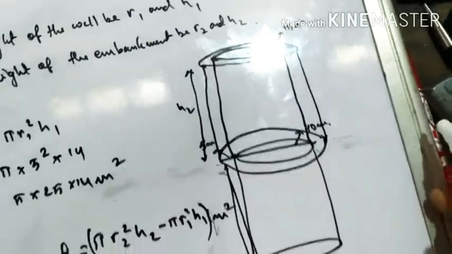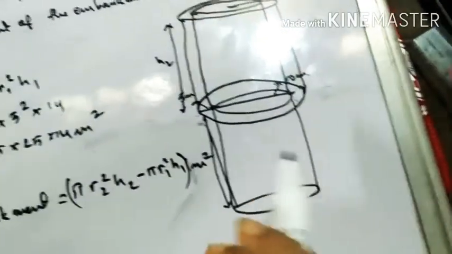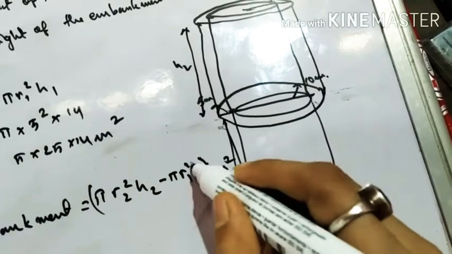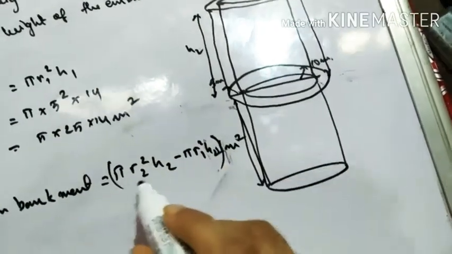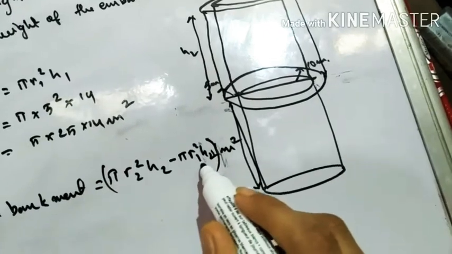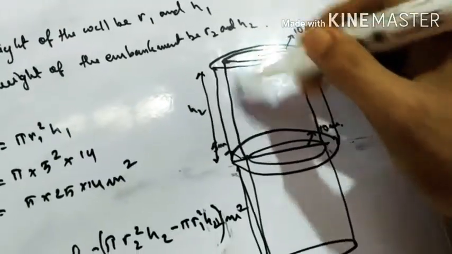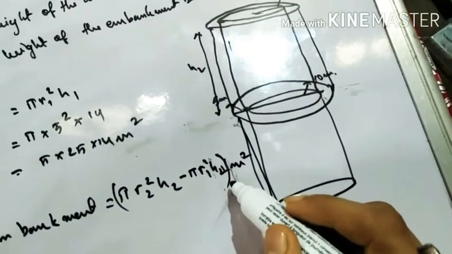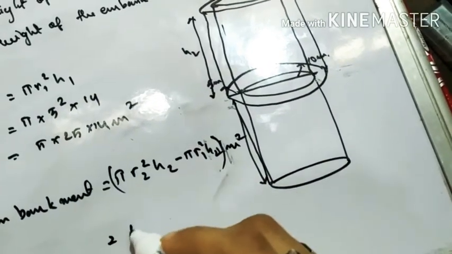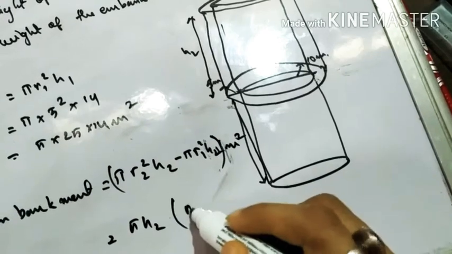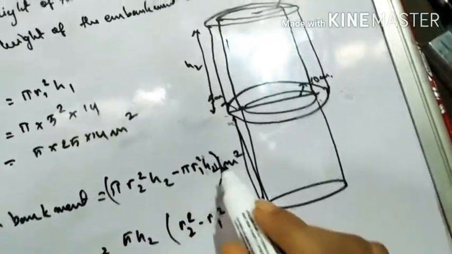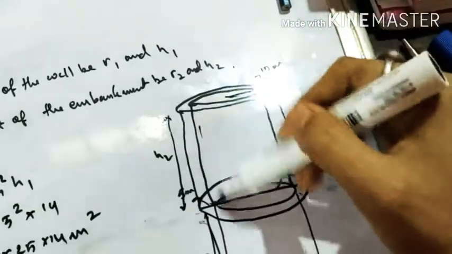In here one more thing, in pi R1 square, this will not be H1. This will be H2 only. Pi R2 square H2 minus pi R1 square H2. The height of this embankment will remain the same, so from here I can take pi H2 common. I will get pi H2 into R2 square minus R1 square.